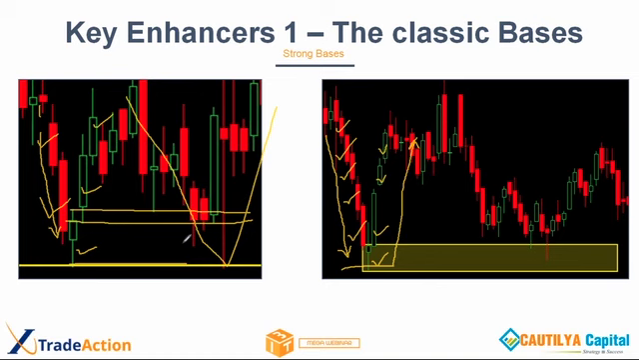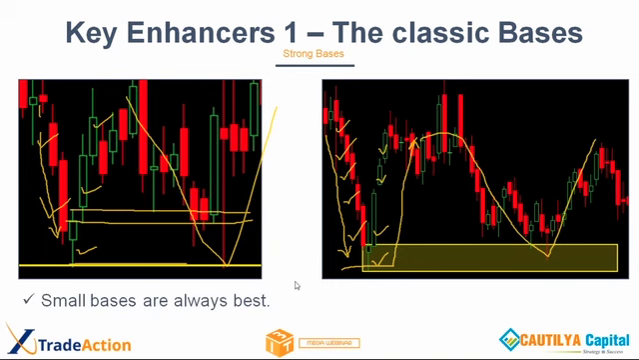And one strong green bull candle dominated two bear candles. So then what happened? When price comes back, it kisses the zone, it bounces back. Small bases are always the best.